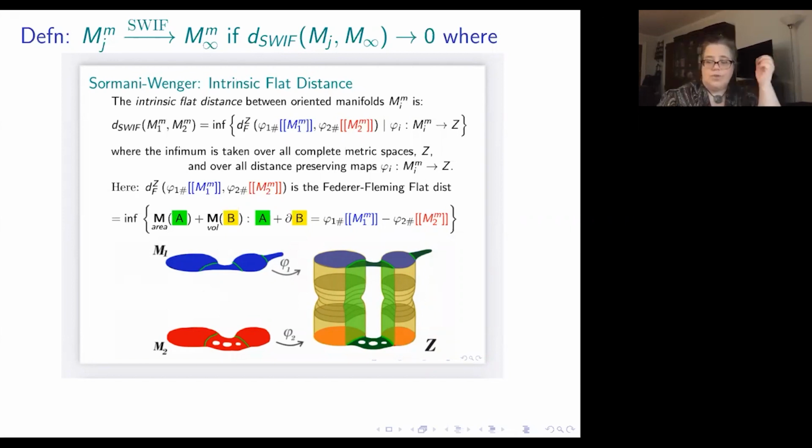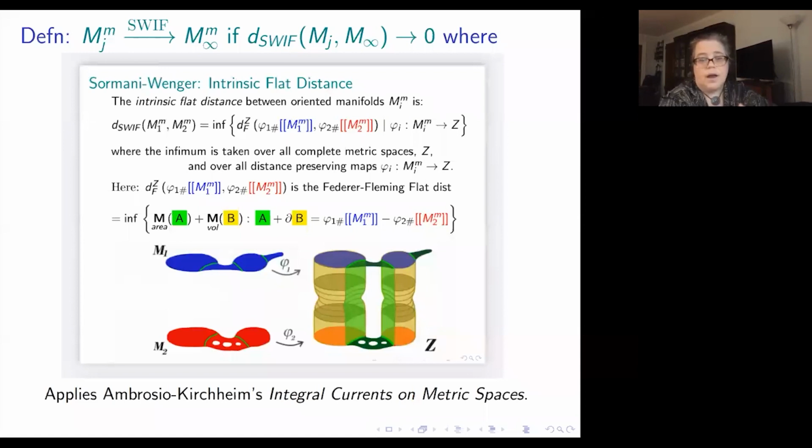In order to make this rigorous, what I've just defined here, we need the notion of integral currents on metric spaces, because Z is a metric space, not a Euclidean space. So we use Ambrosio Kirchheim's integral currents on metric spaces, which is a beautiful paper. And instead of differential forms, they're tuples of Lipschitz functions that take their place. So this is quite a beautiful theory, Ambrosio Kirchheim's integral currents on metric spaces, and allows us to make this rigorous.